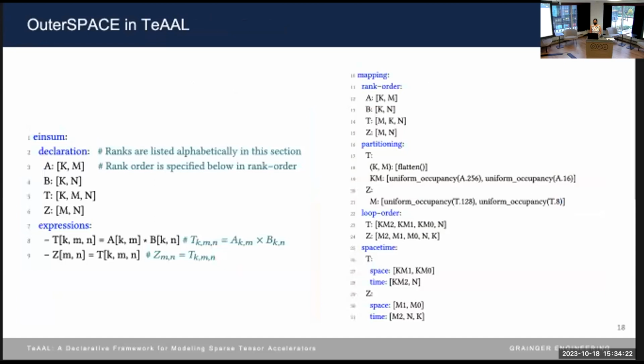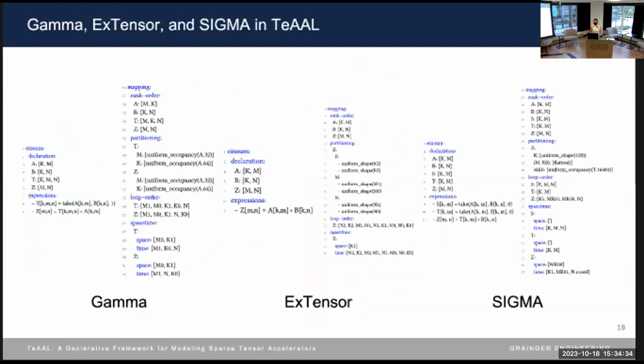Accelerators are described in TeAAL with a set of declarative YAML specifications. Here is the TeAAL specification for the einsum and mapping of outer space. As we can see, the specification includes the cascade of einsums as we described it earlier. To validate the performance model, we also described with TeAAL 3 other sparse matrix multiplication accelerators whose block diagrams I showed at the beginning of the presentation: gamma, extensor, and sigma.